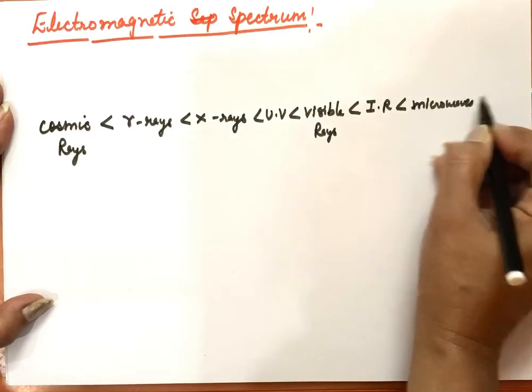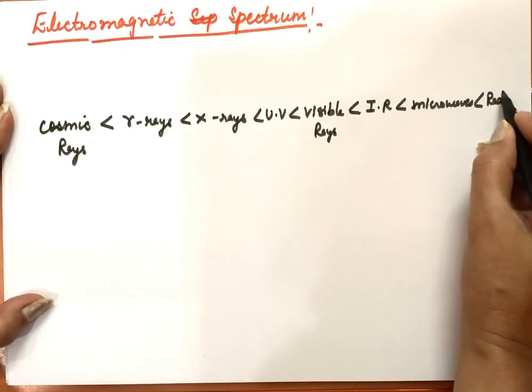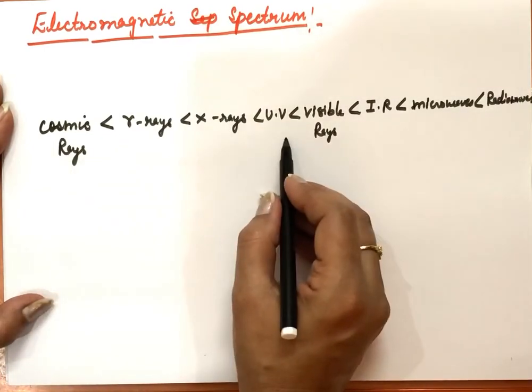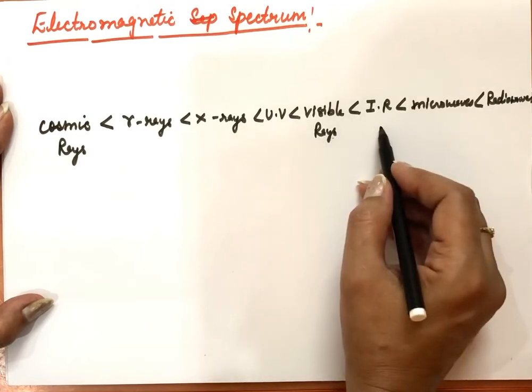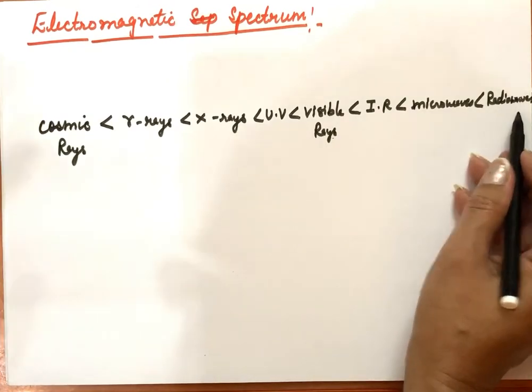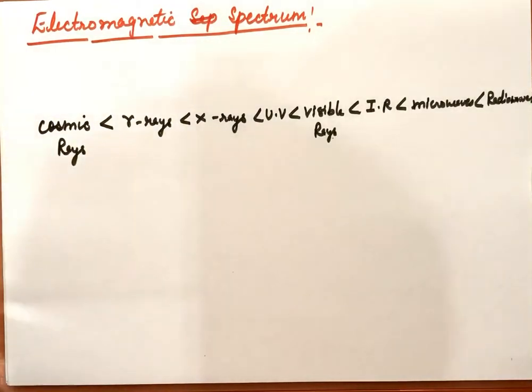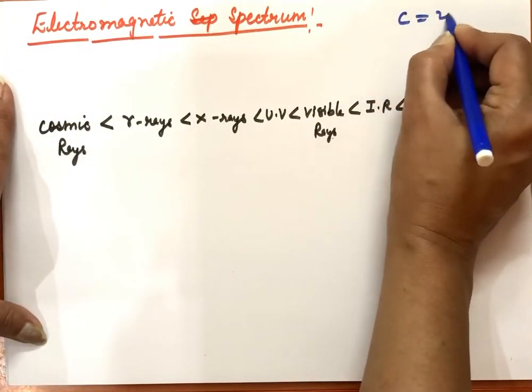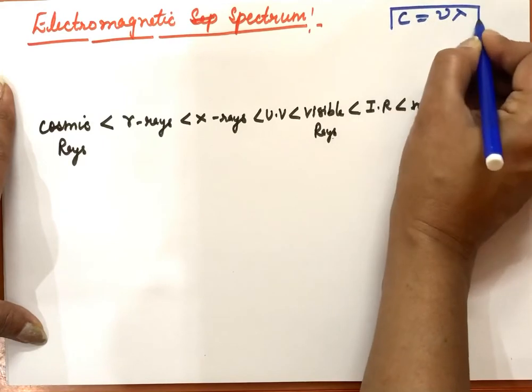this arrangement only is known as electromagnetic spectrum. And these are the examples of electromagnetic radiations: cosmic rays, gamma rays, X-rays, UV rays, visible rays, infrared rays, microwaves, and radio waves. And we have to do one formula, that is the relationship between frequency, velocity, and wavelength, C equal to nu lambda.